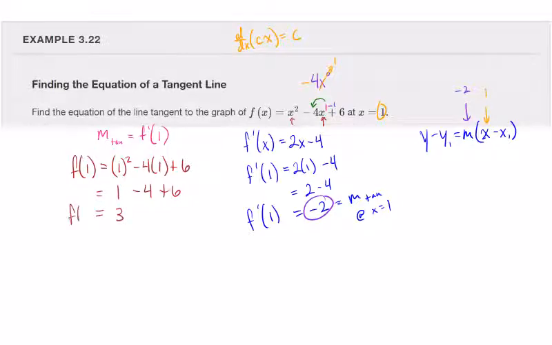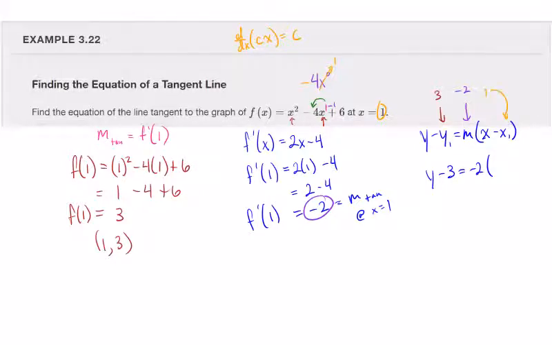Okay, so f of 1 is 3, or in other words, (1, 3) is the point on that line where I want my tangent line to go through. And so that's what we'll put in for y1, is 3. And so what we'll get is y minus 3 equals negative 2 times, and this 1 should go right here, right?